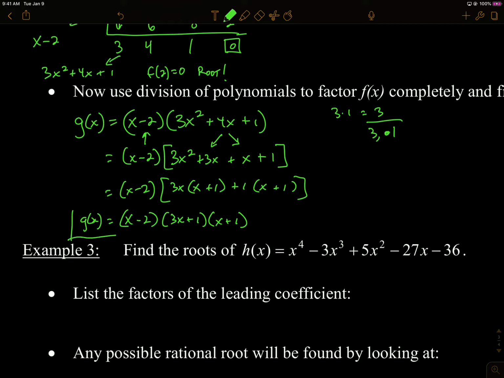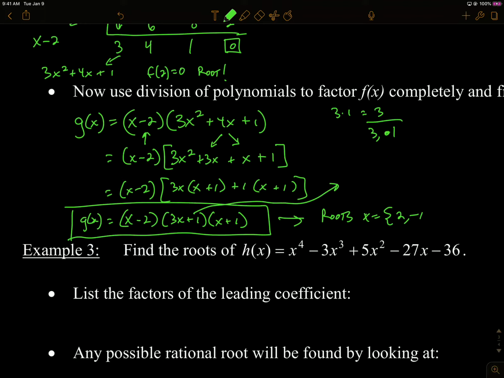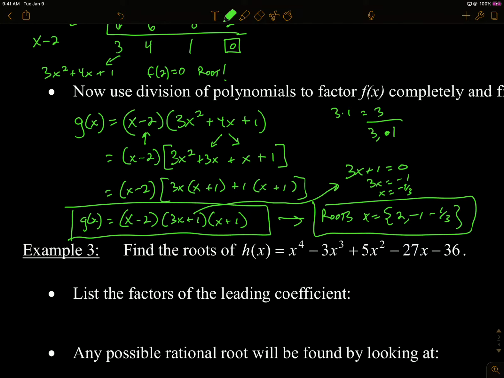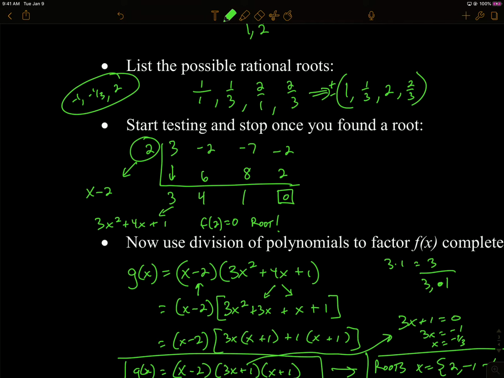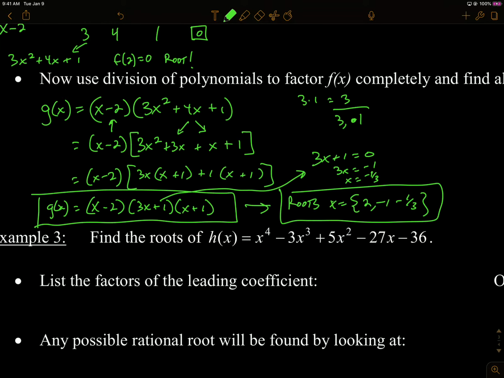It's completely factored, and the roots are whatever make these 0. So the roots are x equals 2 and negative 1. And how do I get this one? This one's a little trickier. Make it equal to 0 and solve. So I can subtract 1 and then divide by 3. So it's negative 1/3. Those are my roots, which I already cheated and found anyway up here. But you can kind of go through and prove it. All right, so we'll do some more practice with this next class.